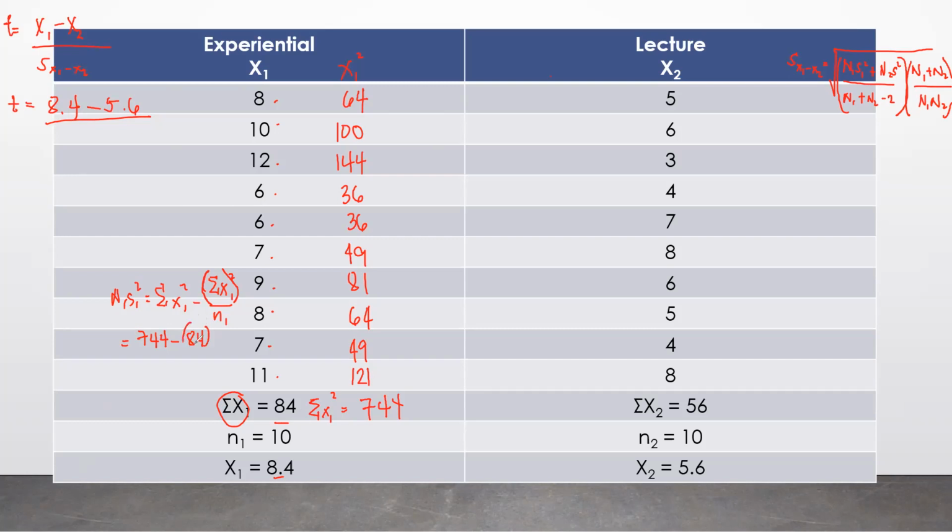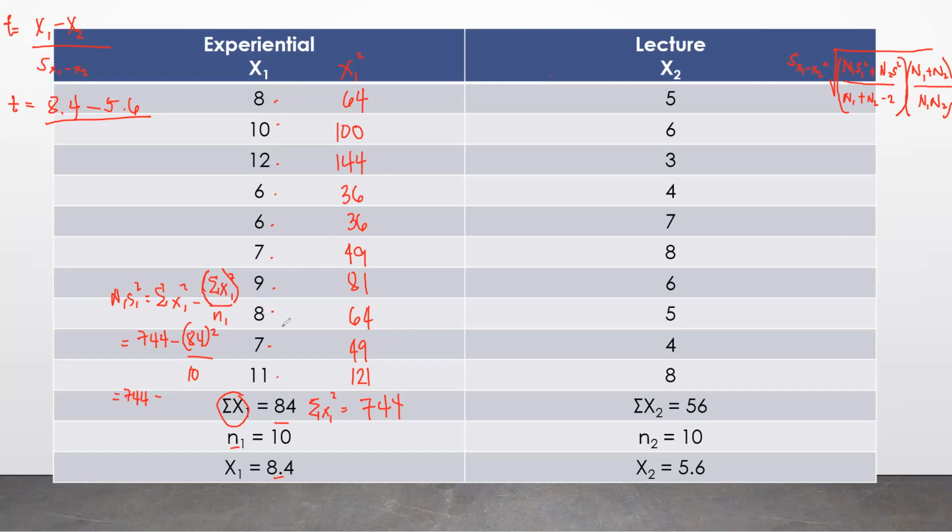Take note, class ha, na nasa labas ang square. And then N1, remember N1, the number of observations sa group 1. Group 1 pa lang tayo ha, mamaya natin sa group 2. So we have here N1 as 10. 1, 2, 3, 4, 5, 6, 7, 8, 9, 10. So this is divided by 10. So we can now proceed in the computation of N1 S1 squared. This is 744 minus 84 squared.